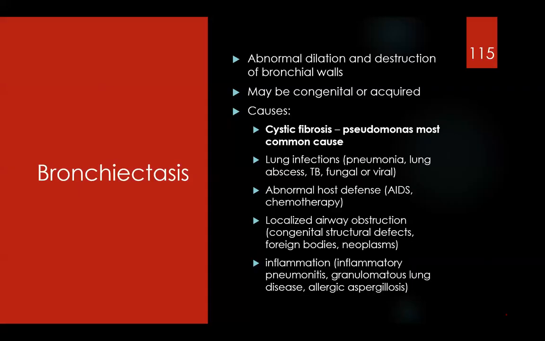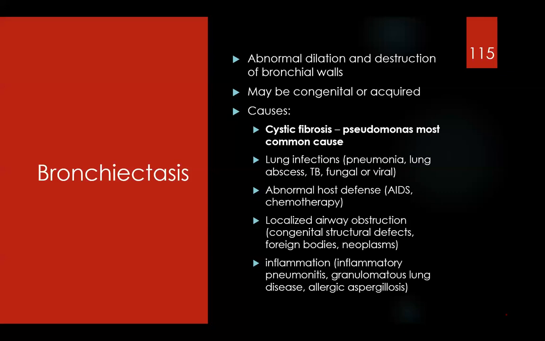Bronchiectasis. So bronchiectasis is primarily caused by cystic fibrosis. Pseudomonas is the most common pathogen in these cystic fibrotic patients. It can also be caused by lung infections like pneumonia, lung abscess, TB, fungal, or viral infections. These people are more prone to bronchiectasis if they have AIDS or they're going through chemotherapy. There may be a localized airway obstruction that causes the bronchiectasis.